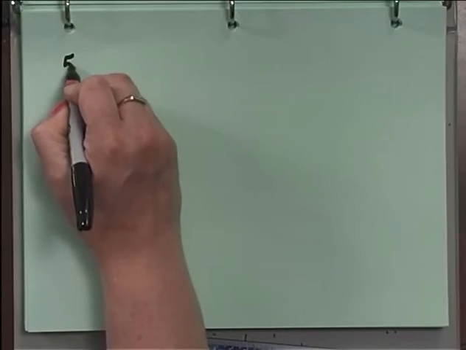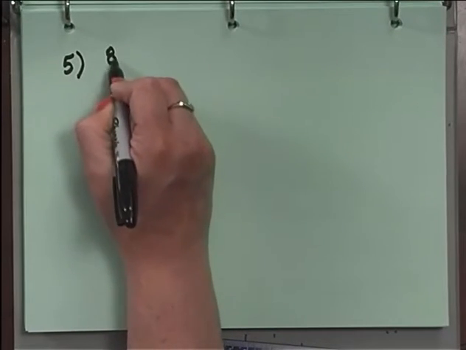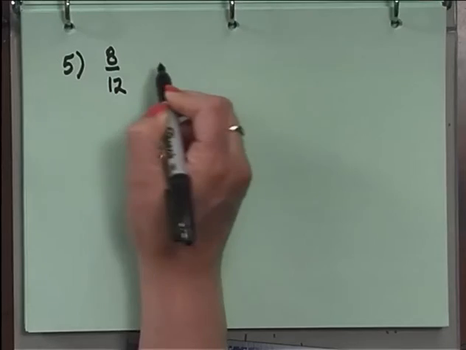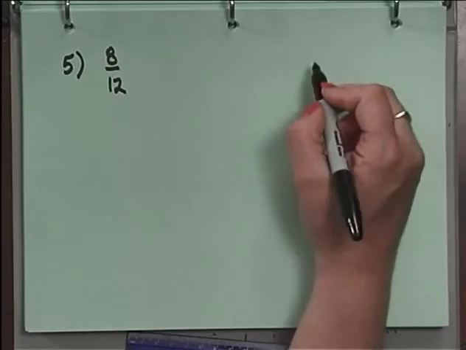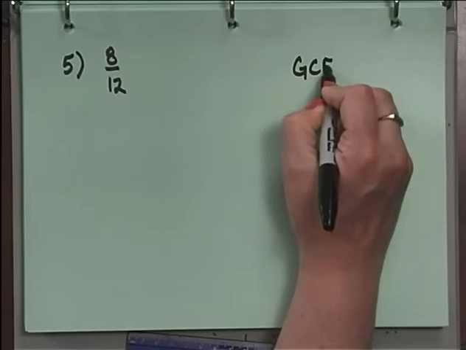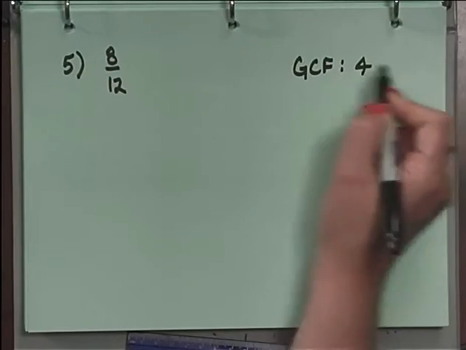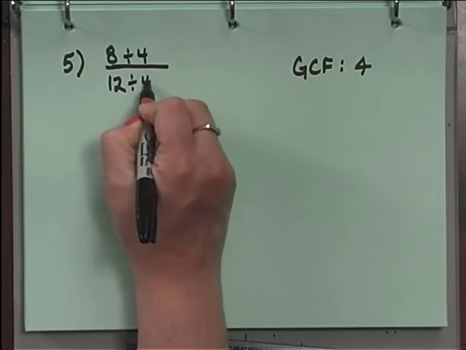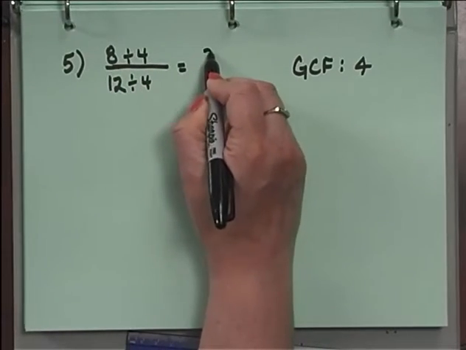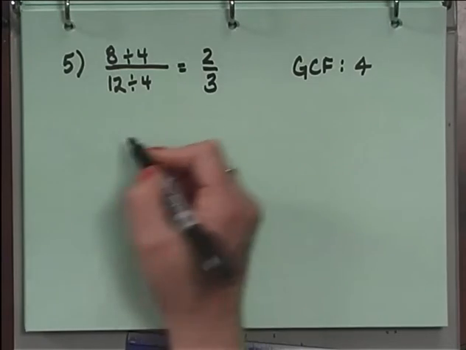So look at example number 5, 8/12. Well, again, I could reduce this in either one step or two. If I reduce by the greatest common factor, which is 4, I would reduce in one step. 8 divided by 4 and 12 divided by 4. 8 divided by 4 is 2, 12 divided by 4 is 3.